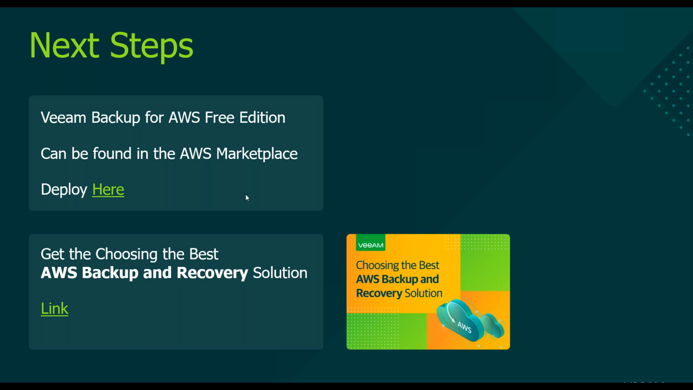As I mentioned, for AWS you can go to the marketplace to find it. The same goes for Azure and Google as well. So you can do it there. Just go to the marketplace, or you can click on the link once you get the slide, and you can read more information about this.